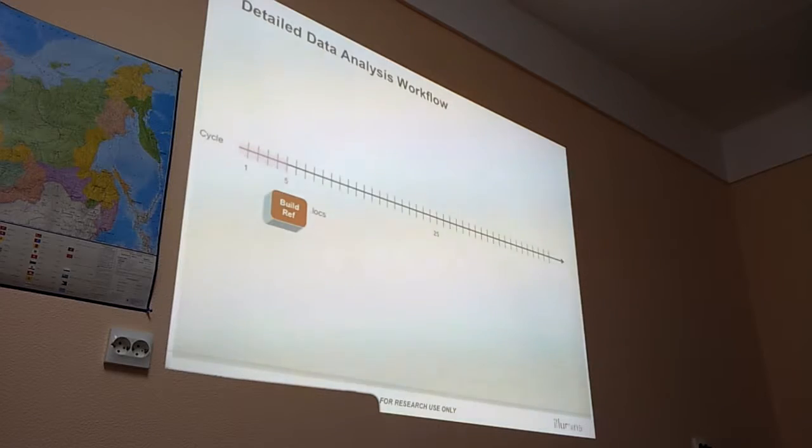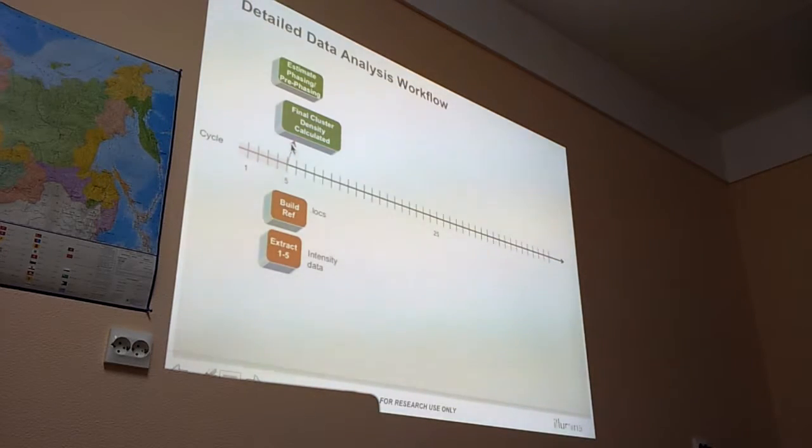So here you see the cycles, and in the first 5 cycles you find the cluster position, and then once you know all the positions, you can calculate the cluster density. Before that you don't really know the cluster density. And then you can also estimate the rate of phasing and pre-phasing, and then you can start base calling and generating BCL files.